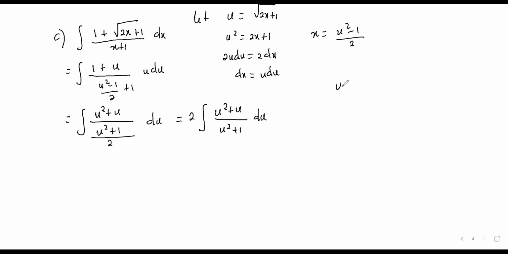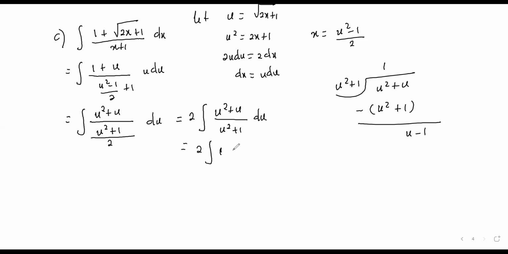So again, we go for long division. So we'll have u squared plus 1 into u squared plus u. So you divide here, we get 1. So we'll have u squared plus 1. So this, when you subtract, we get u minus 1. So we come back and write 2 times 1 plus (u minus 1) over (u squared plus 1) du. So this can be written again as 1 plus u over (u squared plus 1) minus 1 over (u squared plus 1) du.